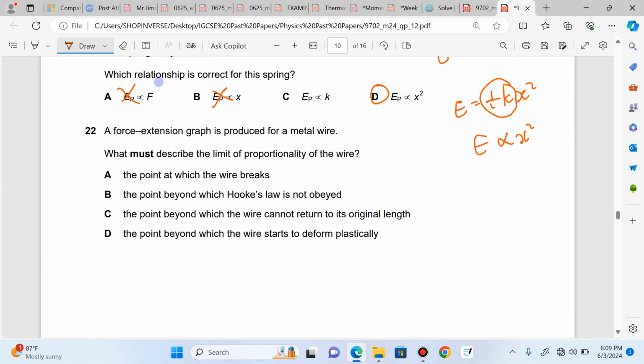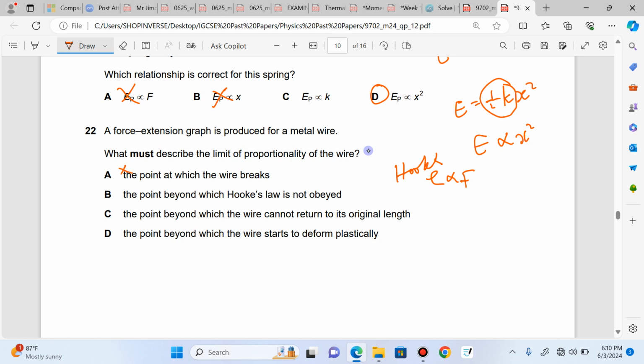A force extension graph is produced for a metal wire. What must describe the limits of proportionality of the wire? Whenever you hear the term limits of proportionality, what comes to your mind? That is the point beyond which the extension is not proportional to the force applied. And that is in line with Hooke's law. Remember Hooke's law? So a point at which the wire breaks, no, that's the break limit, not this.